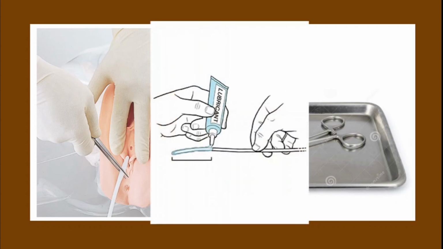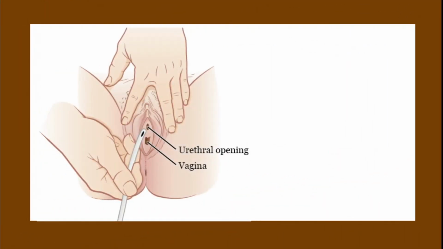You have to take the catheter and lubricate it. Then insert the catheter in the urethral opening. So this is the urethral opening and this is the vagina. So see, you will expose the urethral opening by separating the labia, and then you insert the catheter after lubricating it. So insert the catheter in the urethral opening until the urine begins to flow through the catheter.